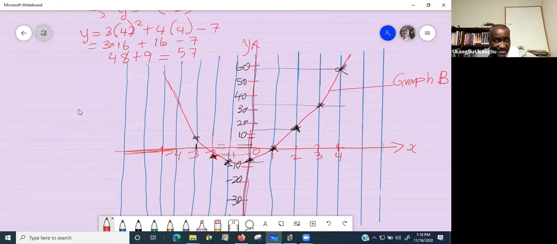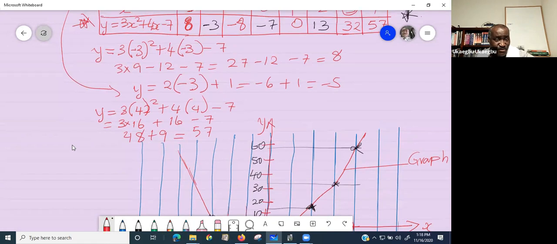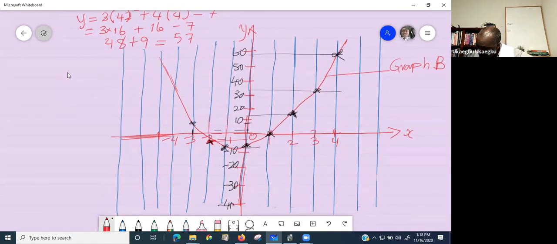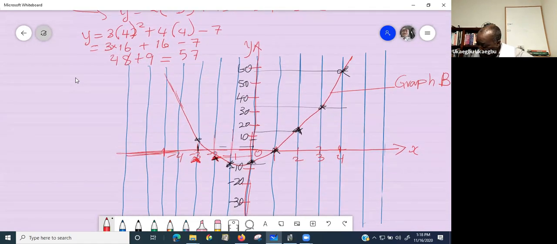Let me do exactly what I asked you to do right now. I'm going to plot the first one, which is -3, -5. So you have -3 here, and you have -5 somewhere at the middle of 10, so somewhere here. And then the other one is 4 and 9. So 4, which is here, and 9 is close to 10. 4 and 9 is somewhere here.